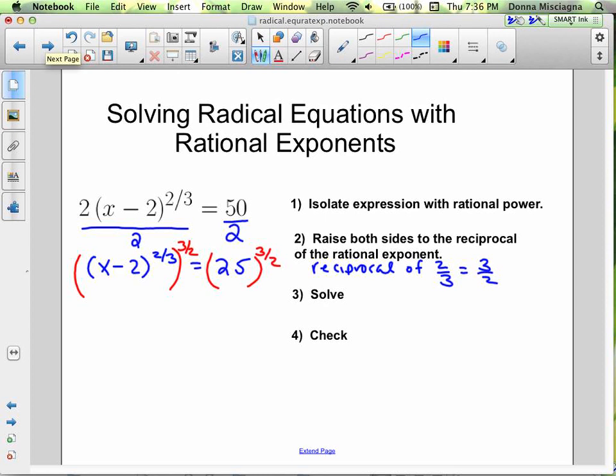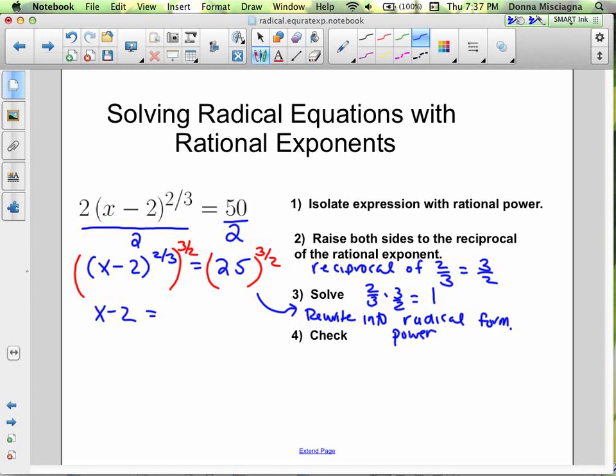All right, so of course, 2/3 times 3/2, well, that's just 6/6. That's 1. So you have x minus 2 to the 1st power. No reason to put that exponent in there. Equals. Now we want to rewrite this. I'm going to put a little note here. Rewrite into radical form. It didn't matter on the others at all, right? We didn't even have a radical. We were raising it to an integer. So rewrite into radical form. All right, so remember, it's always power over root is our rational exponent.